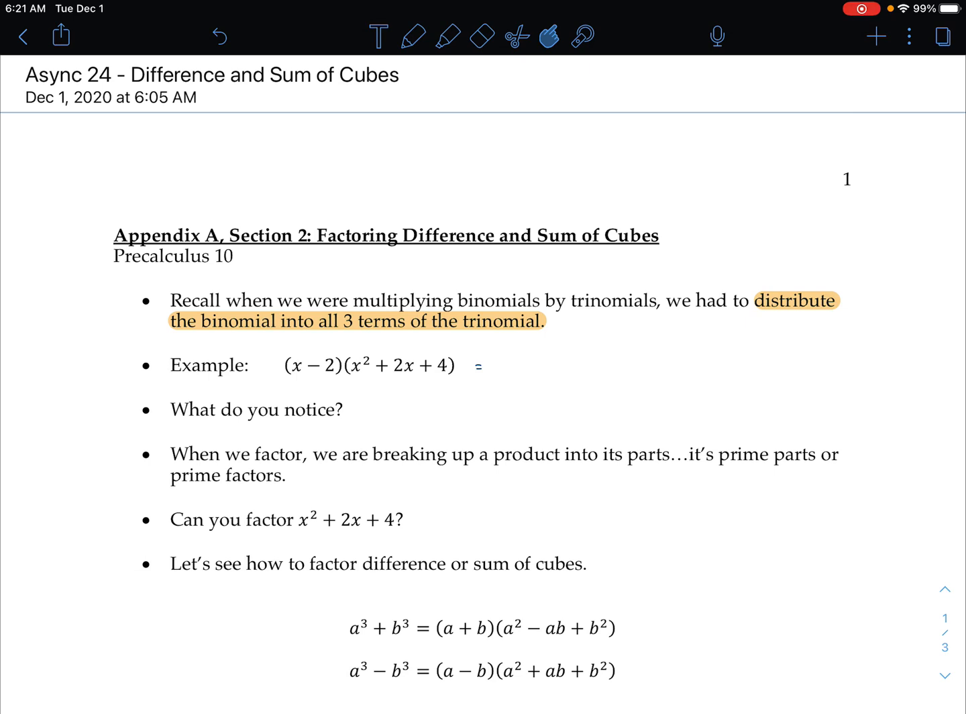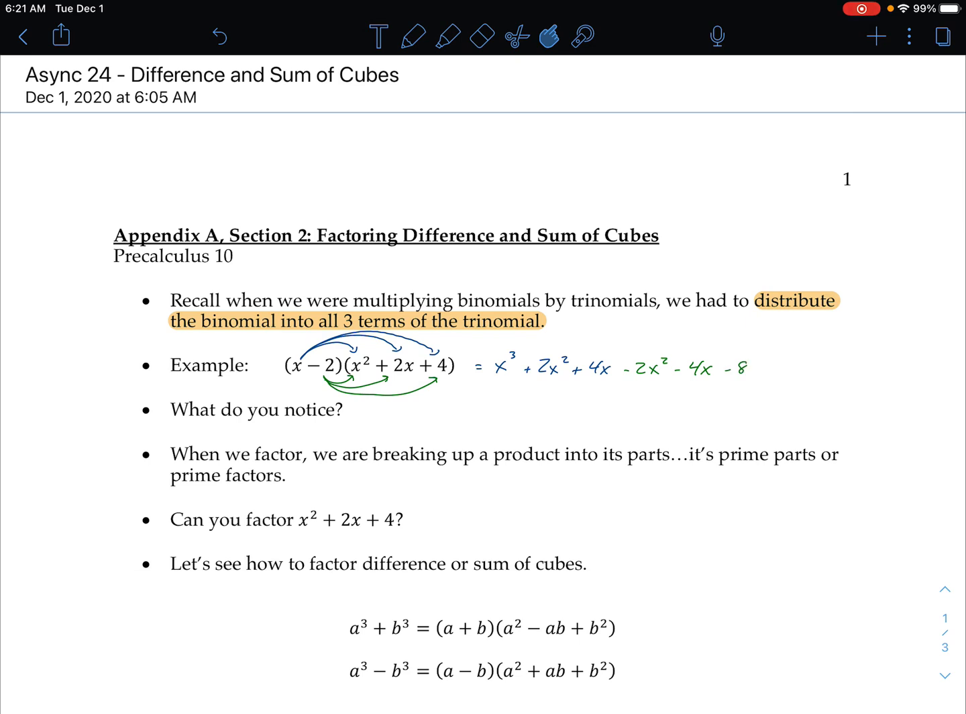So if we look at an example, similar to something we've seen before, we first take the x and distribute it into all 3. And then we take the -2, don't forget the negative, and distribute that into all 3. If we multiply that out, we get x to the third for the first x in blue times the x squared. Then the x times the 2x gives me a 2x squared. And the x times the 4 gives me a plus 4x. And then we just do the second term of the binomial into all 3. So the -2 times x squared, -4x, and -8.